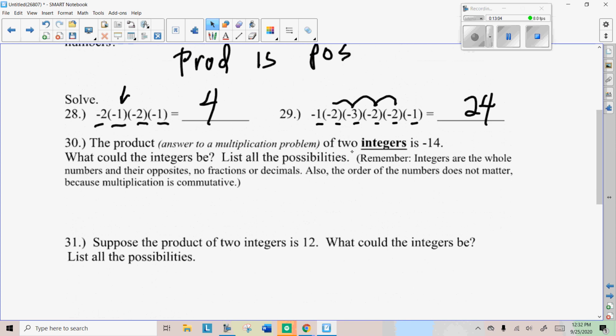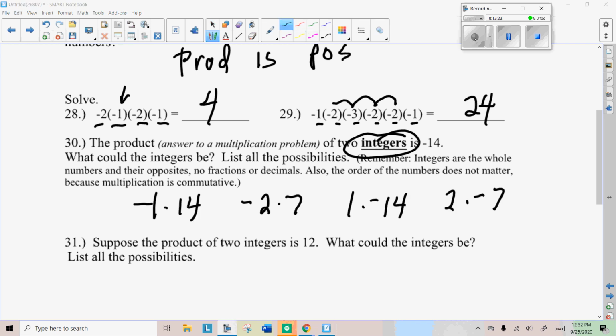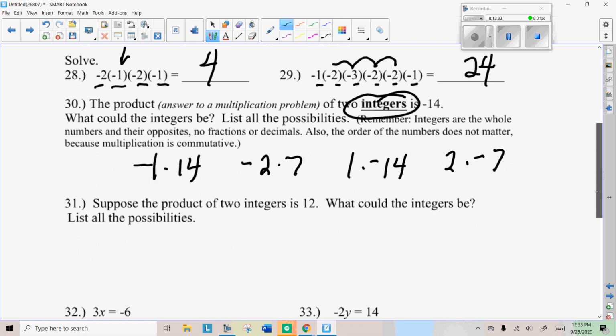So let's suppose that the product of 2 integers, meaning positive or negative wholes, is negative 14. List all the possibilities. So go ahead and pause there, see if you can get them all, and then you can check and see if you got them right. Those are the 4 possible answers. Now, don't worry about the order. The order doesn't matter when you're multiplying.